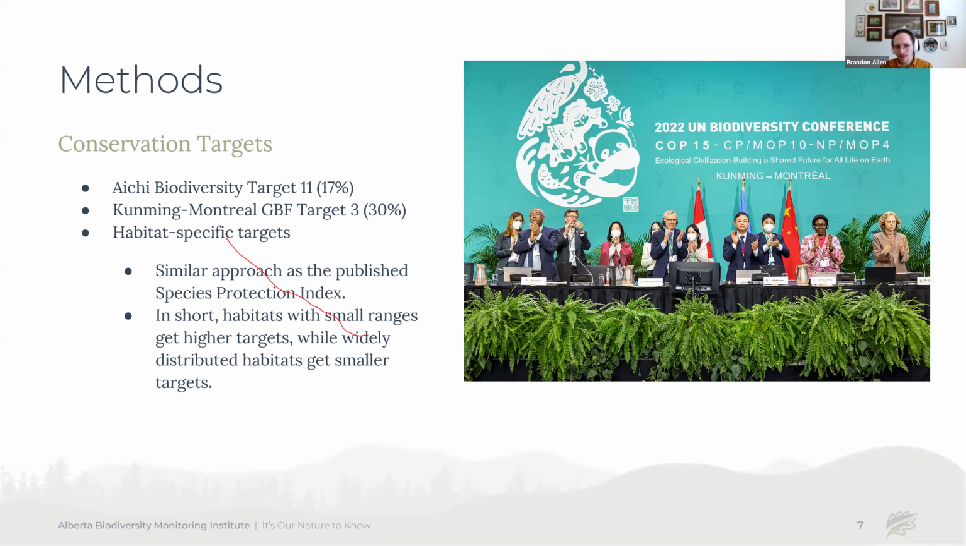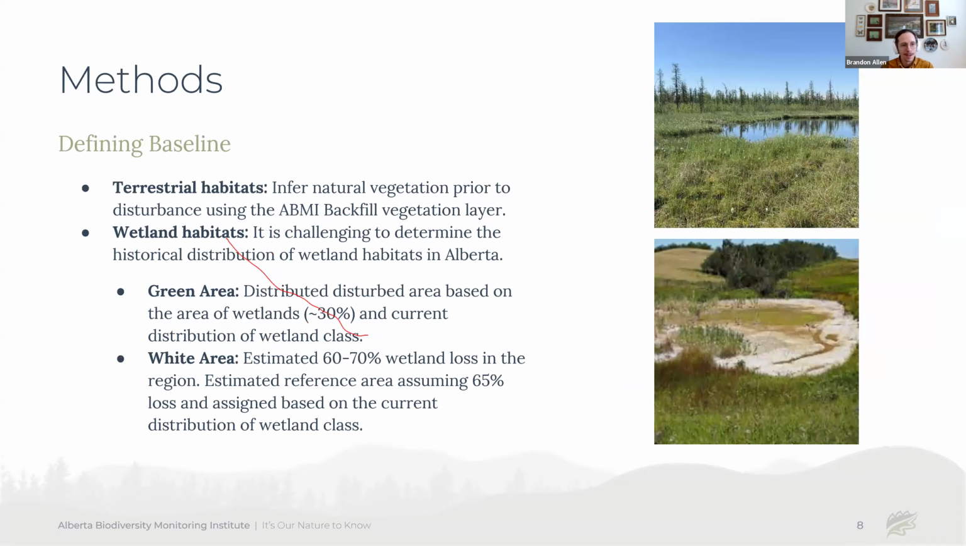So again, that was developed for a species concept, but we just applied the same general rule sets for habitats as well. So if it's a rare habitat, we had a higher target. If it is a really common habitat across the province, we had a much lower target. And then lastly, the other piece of the puzzle we had to deal with was defining baseline.